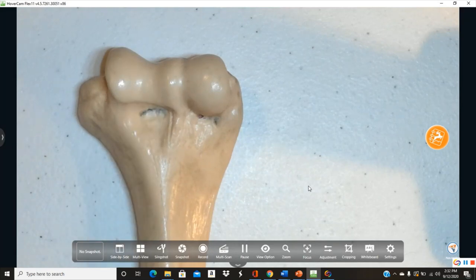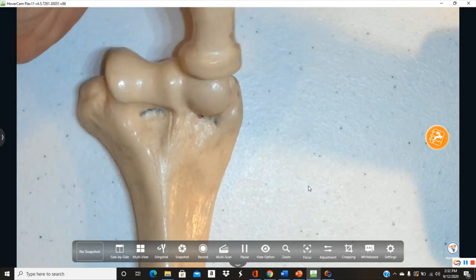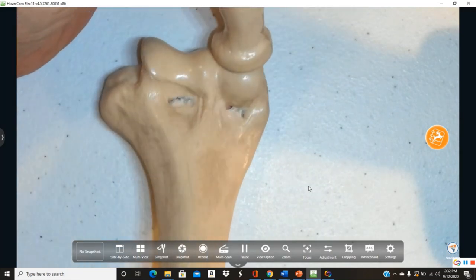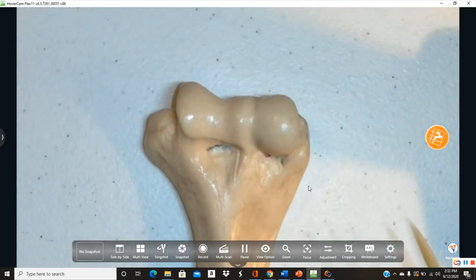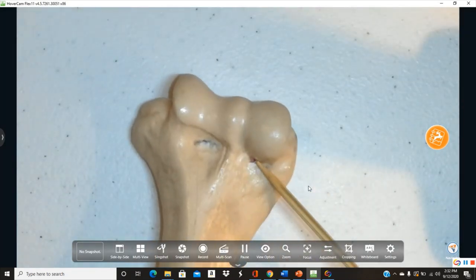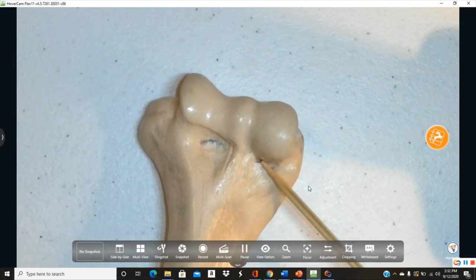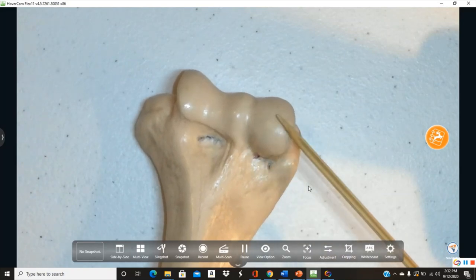Now, the other one is called the radial fossa because the head of the radius articulates here, and when it goes into flexion, it will recess into this little pit, and this is the radial fossa just above your capitulum.